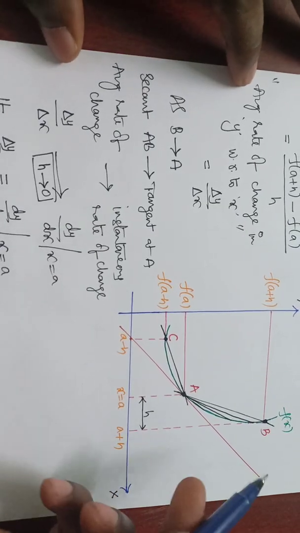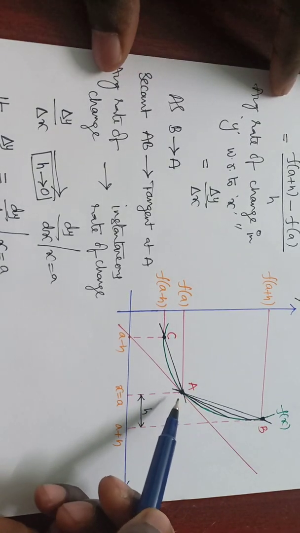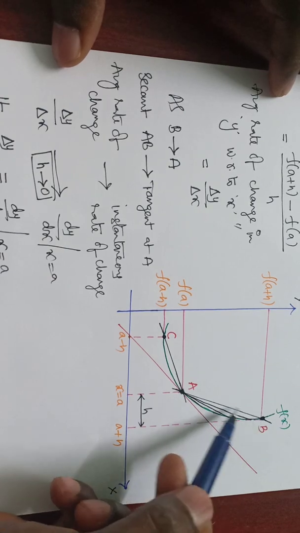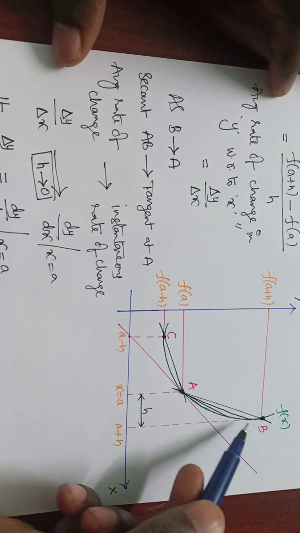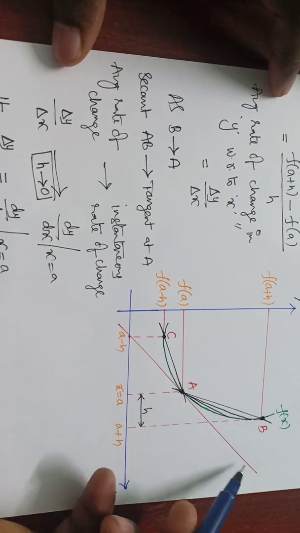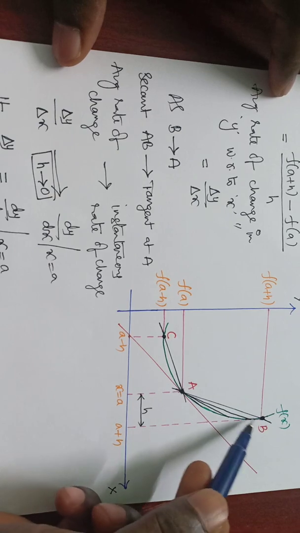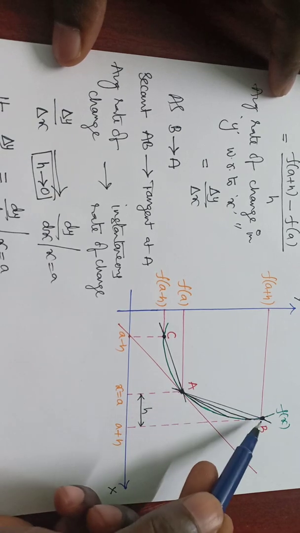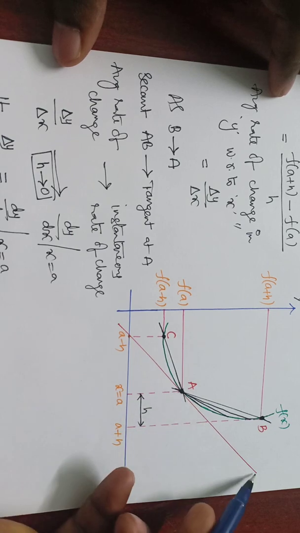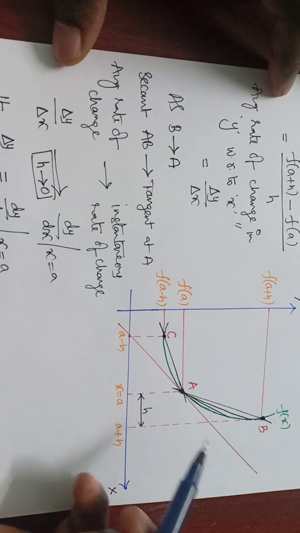Clearly from this figure, what we observe is that as b approaches a, the limiting position of the secant gives that the average rate of change is equal to the instantaneous rate of change, which is also known as the derivative.